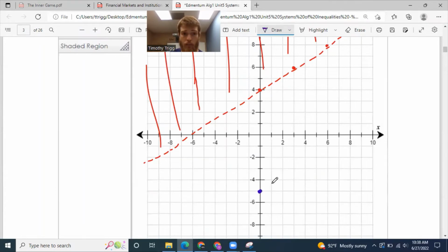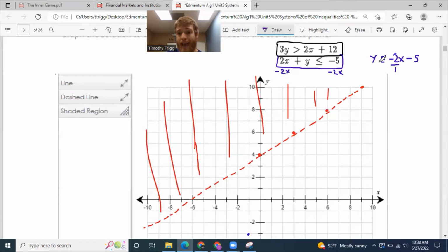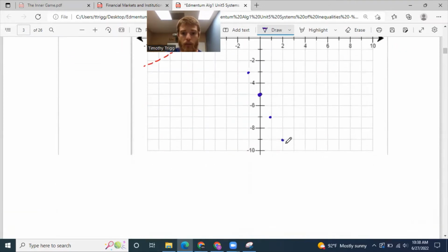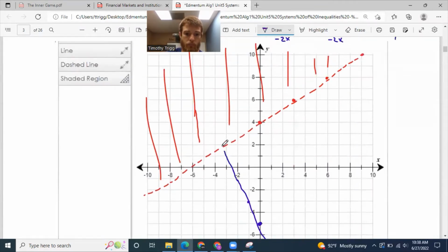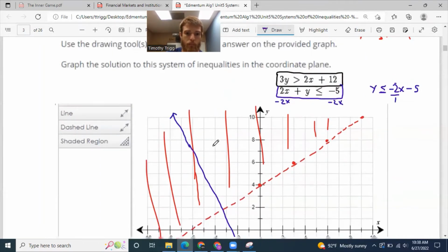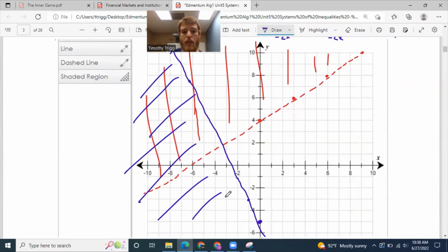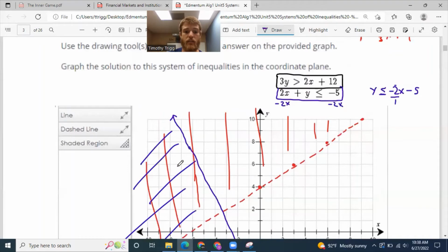So start at negative 5 on the y-axis. I always start with my y-intercept. Then I go down 2 over 1, down 2 over 1, down 2 over 1. So this is like this. And in this case, it'll be a solid line because it has the or equal to. In this case, it's y is less than or equal to, so we're going to shade below. So the double shaded region is this region right here.